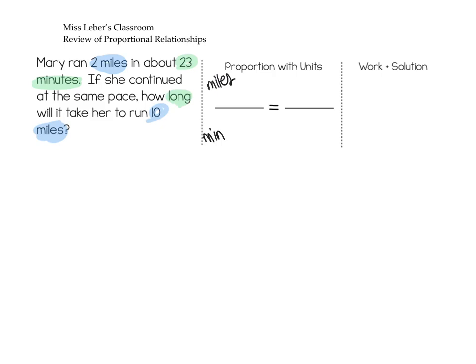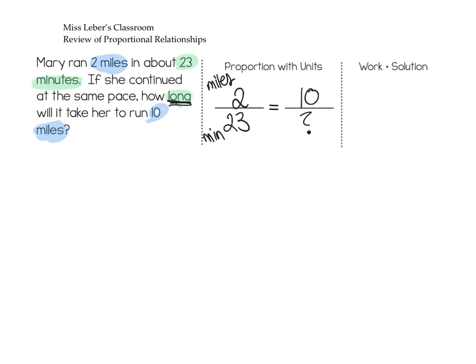And I'm going to take a look and I see she ran 2 miles in about 23 minutes. That was my first piece of information. And then it says, how long will it take her? Well, we don't know how long that is, so that's going to be our question mark. And it says to take 10 miles. Well, miles will go on the top. Miles on the top, minutes on the bottom.